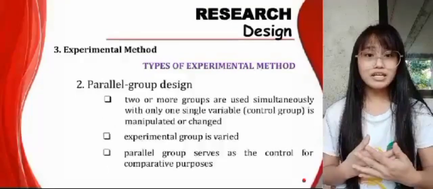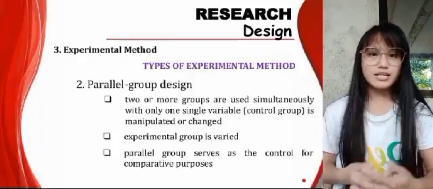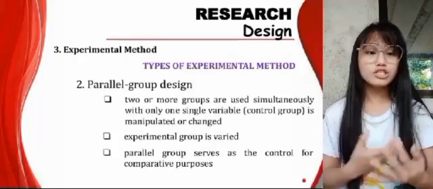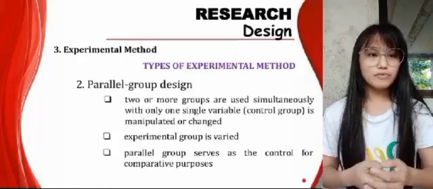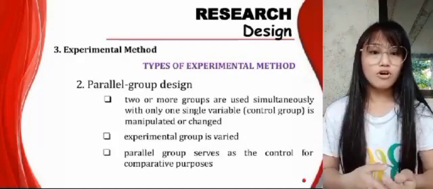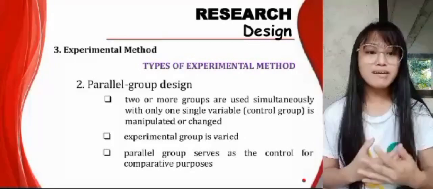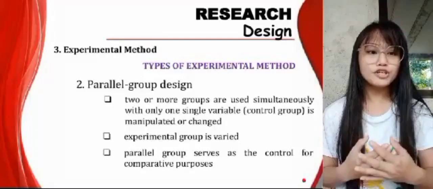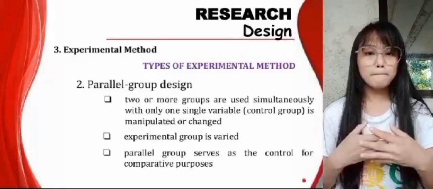The second is parallel group design. Parallel group design is where two or more groups are used simultaneously with only one single variable. Control group is manipulated or changes. Experimental group is varied. Parallel group serves as the control for comparative purposes.